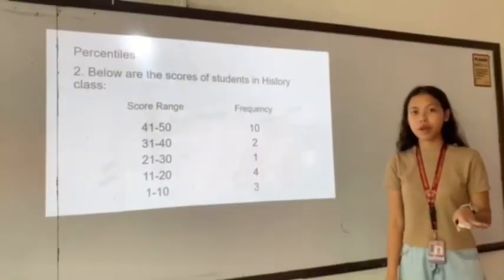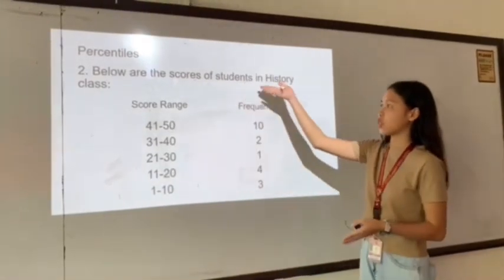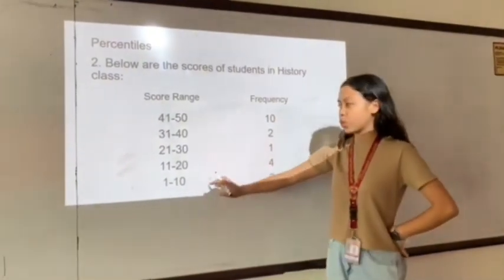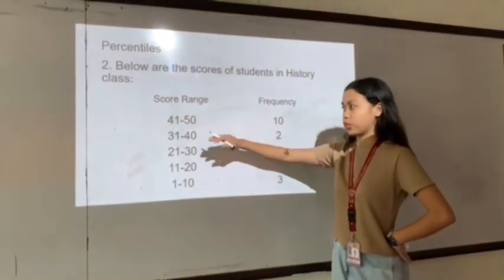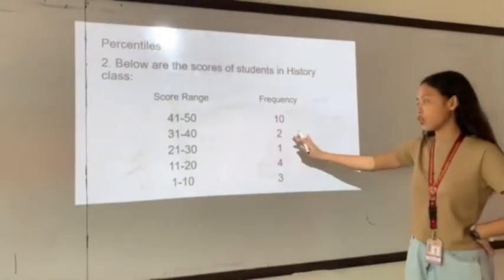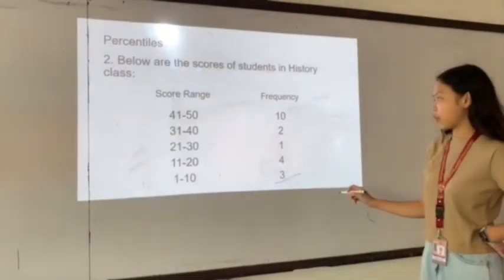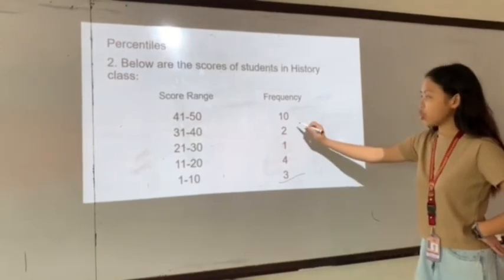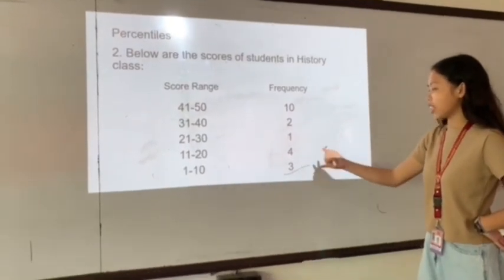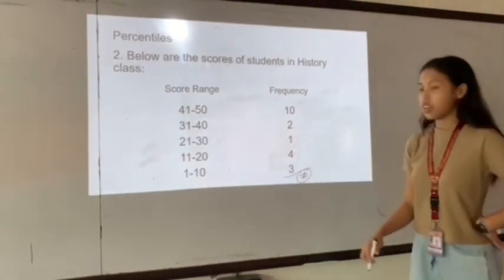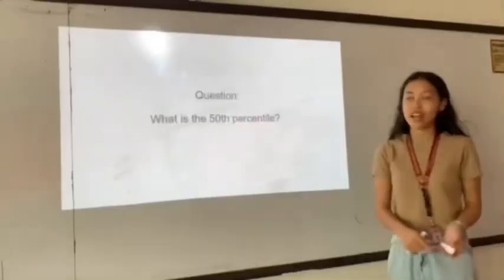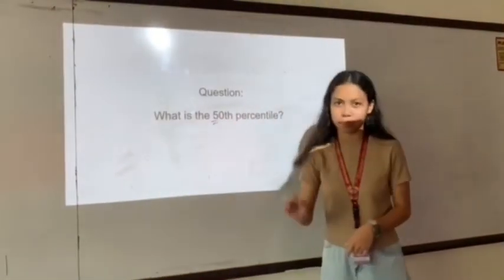Second problem for the percentile. Below are the scores of students in a history class: 1 to 10, 11 to 20, 21 to 30, 31 to 40, 41 to 50. The frequencies give a cumulative total of 20, so there are 20 students in the class. Now the question is, what is the 50th percentile?